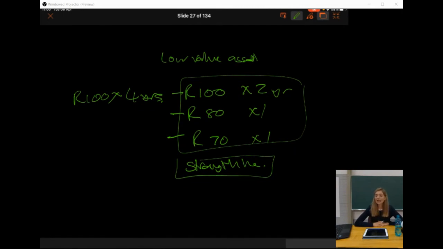Okay, when you say straight line in that example, you would add up the total cost and divide that by the number of years, in this case 4 years. Yes, correct, Mr. Armstrong, that is exactly what it means.